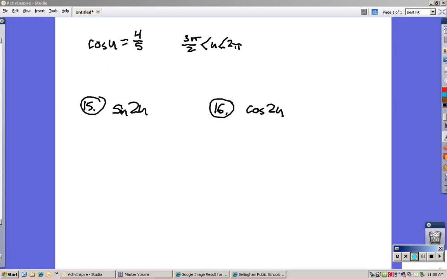This is Math 142, Practice Test 2, problems 15 and 16. I'm going to do them together because they have the same initial constraints.